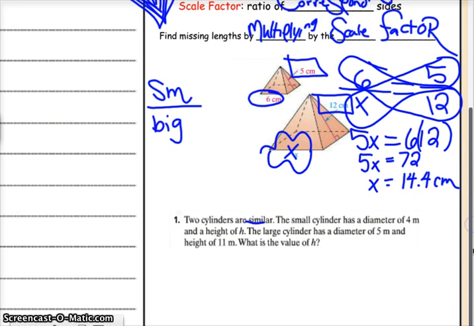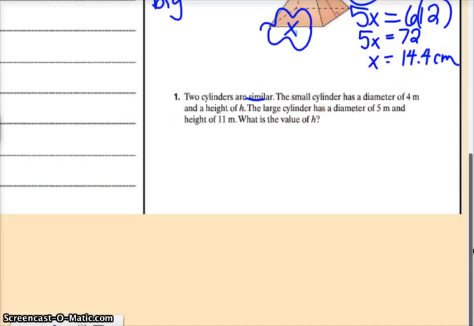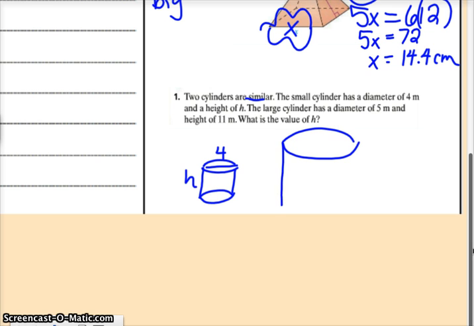What I suggest a lot of kids do is draw a picture if you're given any word problems. Pictures are my best friends with math because I love to visually see them. Two cylinders are similar. The small cylinder, so I'm going to make my little small cylinder here, has a diameter of 4 and a height of h. I can already see diameter and height. The large cylinder has a diameter of 5 and a height of 11. What is the value of h?